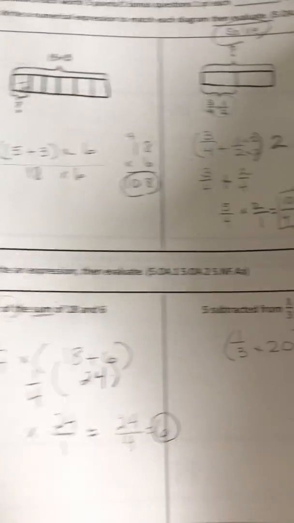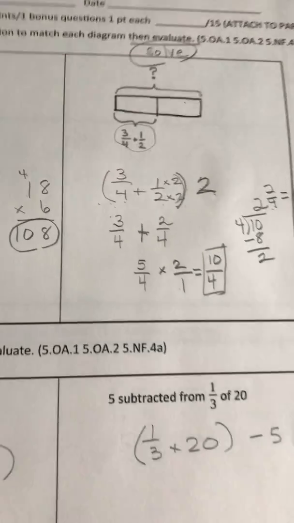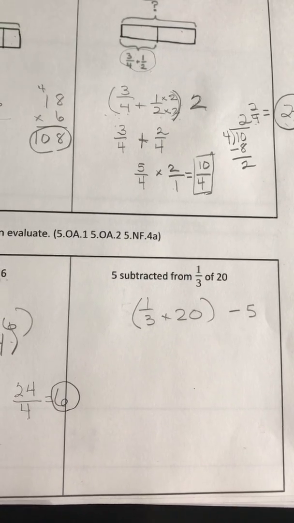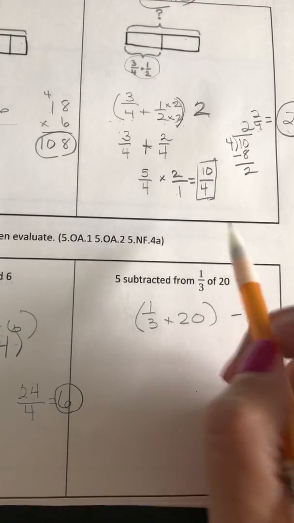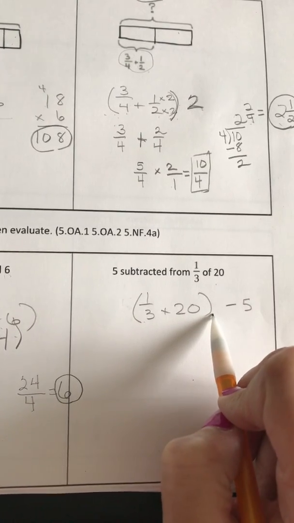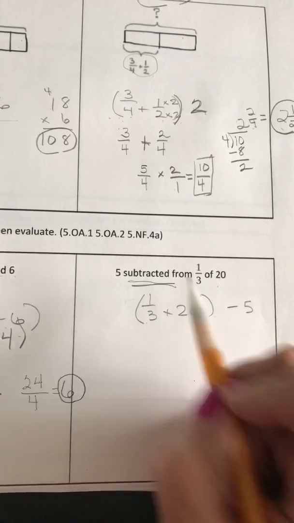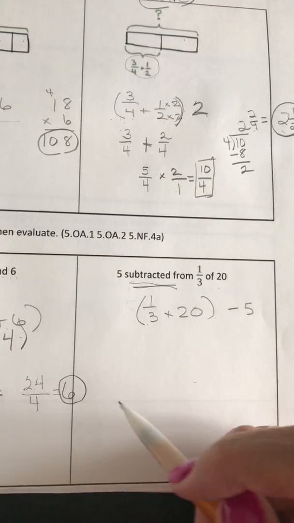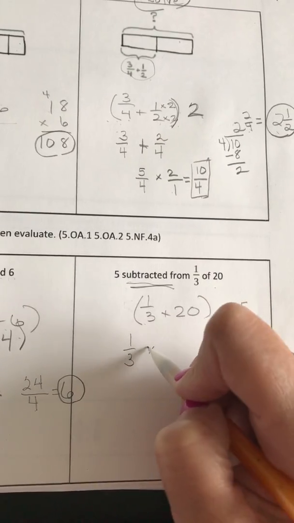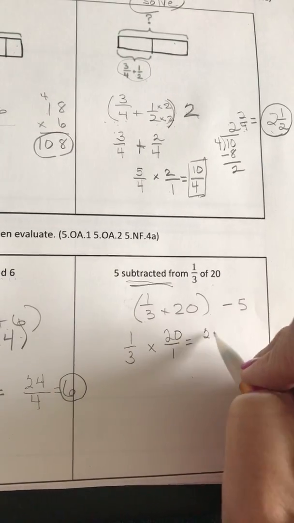Okay, our next one. 5 subtracted from 1/3 of 20. So 1/3 of 20 in parentheses, and we're going to complete that first, and then we're going to take 5 away. 5 subtracted from what the answer is. 1/3 times 20 over 1 equals 20 over 3.